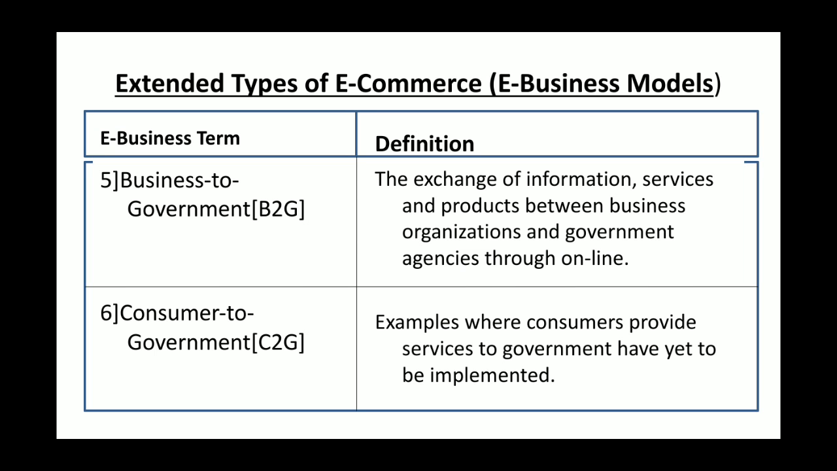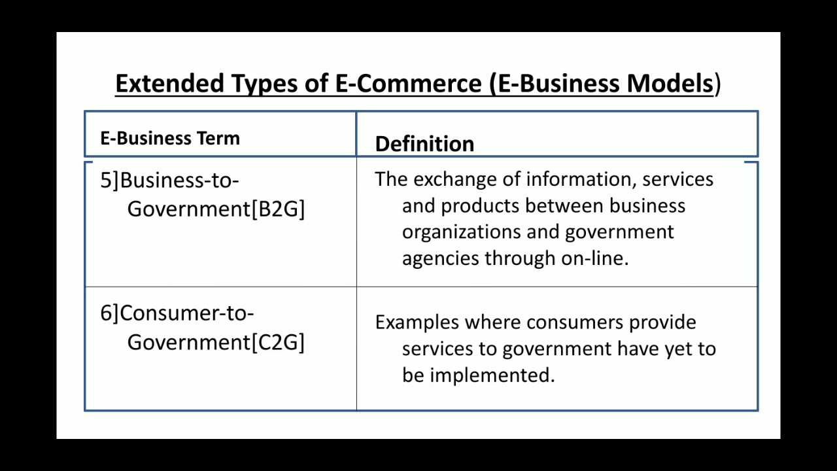Okay, we'll discuss the definitions of these extended types of e-commerce. Here business to government means, we already discussed four types, the fifth one is business to government. The definition of this is the exchange of information, services and products between business organizations and government agencies through online. That is your business to government. If business organizations and government are selling or purchasing products and all, that will be business to government.